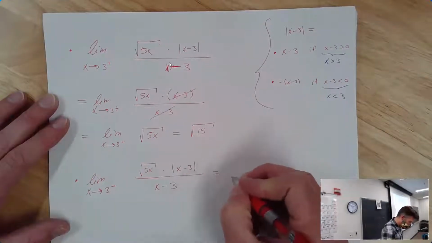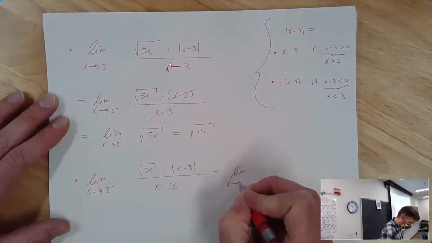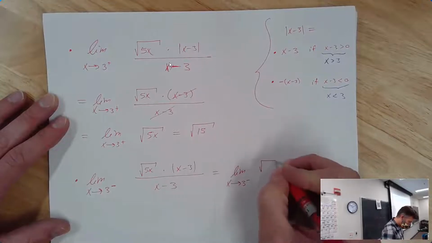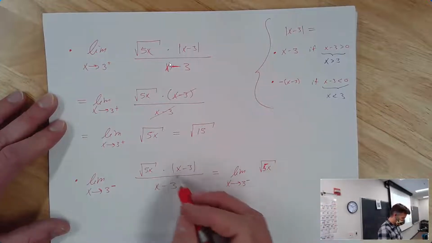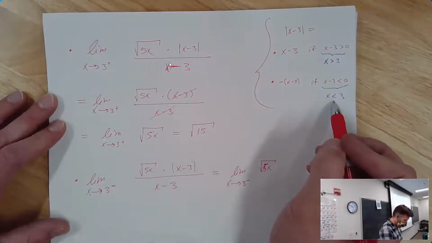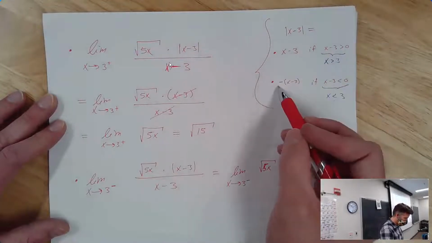So in this case, still writing the limit as x approaches 3 from the left, square root of 5x. But now the absolute value of x minus 3, well, since x is less than 3, the absolute value of x minus 3 is negative x minus 3.